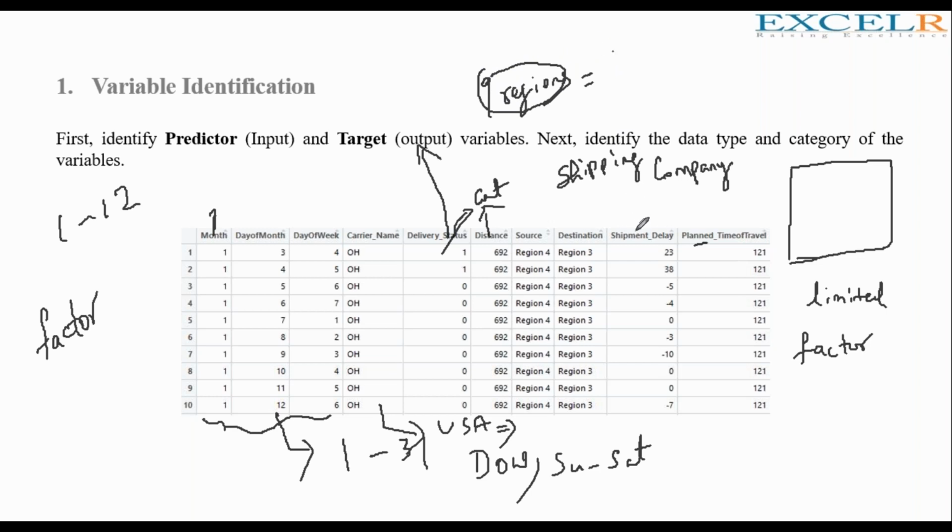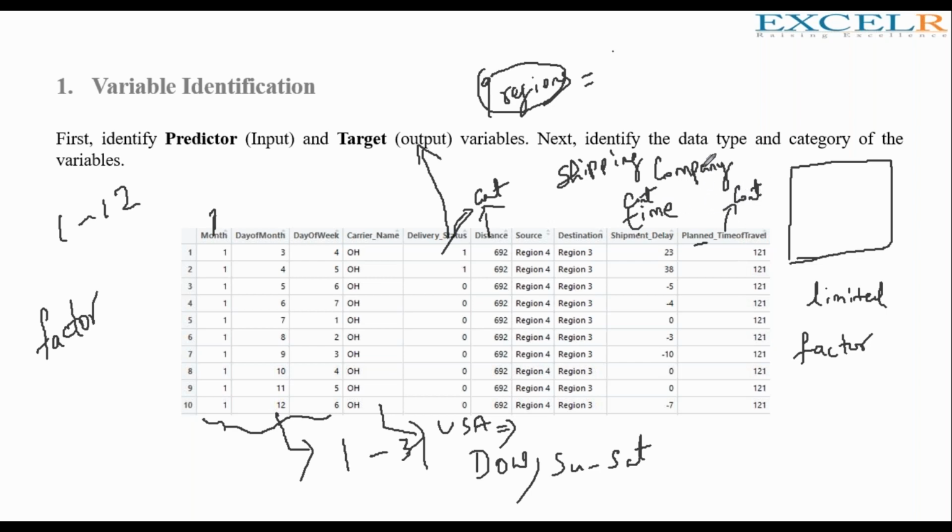And then you have got the shipment delay. This delay is in time. So what is the shipment delay in time? Is it a continuous or a discrete variable? Time, continuous, right? So in that way, you'll have to identify the variables. Again, you have time over here, planned time of travel. This is your continuous variable.